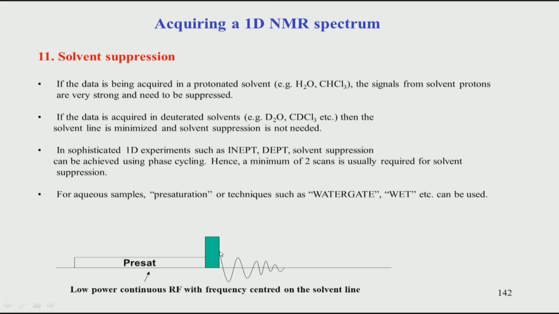Remember, before we apply the 90-degree pulse, we apply what is called a pre-sat. This is nothing but a low power continuous RF, radio frequency, not a pulse now, because a pulse means it is in microseconds. But look at this delay, this is called the relaxation delay, and it is of the order of a few seconds. For the entire relaxation delay period, a weak RF is applied on the solvent at the frequency of the solvent.